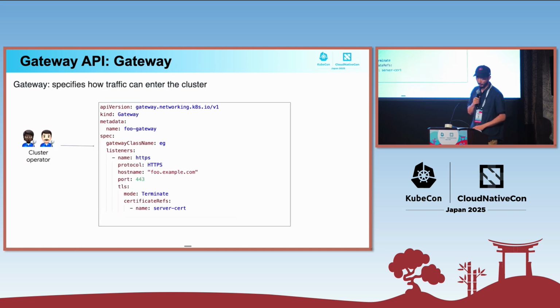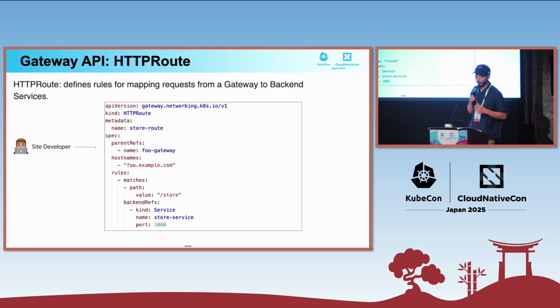And next one is the Gateway. It just defines how traffic should enter the cluster. In this example, we have a reference to the GatewayClass we defined earlier. And in this, we also define an HTTPS listener inside it, listening on port 443 to handle the incoming HTTPS requests. And the last important part is routes.